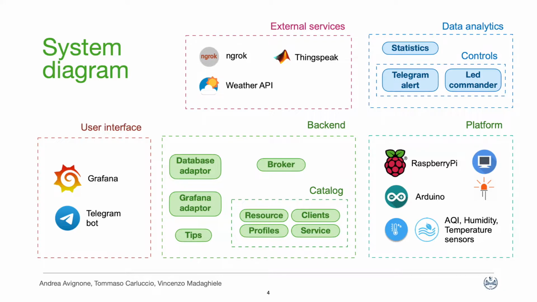On the back end, multiple catalogs provide registration of services, resources, clients, and profiles, allowing a modular design in which sensors can easily connect and disconnect. A broker handles data coming in from the sensors, and the various adapters communicate with the related external services. Multiple analytics services compute statistics about the data and handle responses such as Telegram alerts and LED warnings.